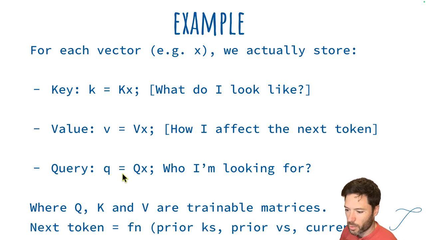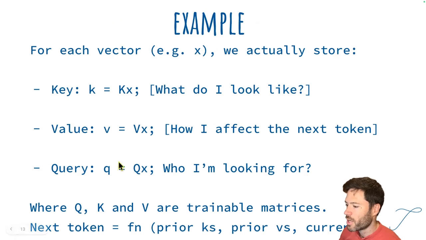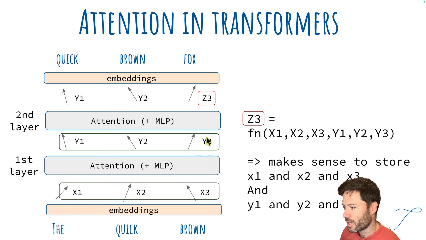Now, there's one other quantity we'll calculate, which we actually won't store, and that's called the query, which also is computed by taking a trainable matrix Q. It's just a matrix of constants times X. So again, there's going to be a Q for each of these vectors here. And what the Q does here is it says, who am I looking for? So if I'm at this position, say Y3, I'm going to try and calculate a Q for this vector X3. And that Q is going to say, which of these prior vectors do I want to look at to get information to help me predict Y3? That's essentially what Q is doing.